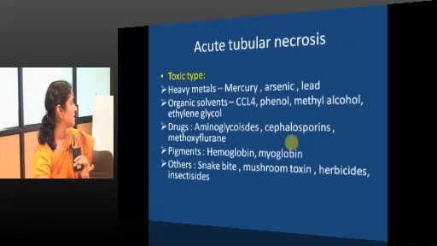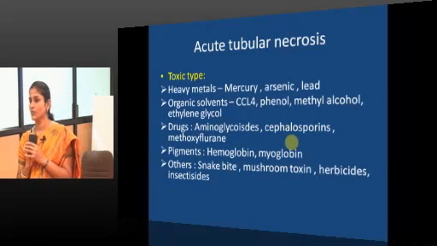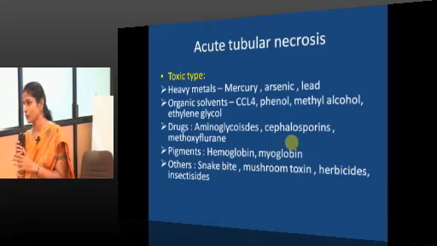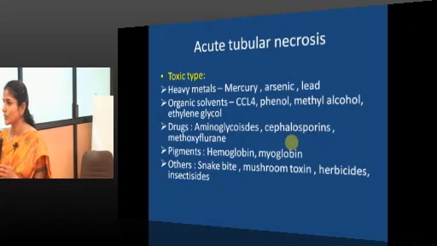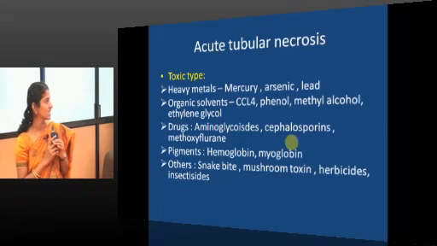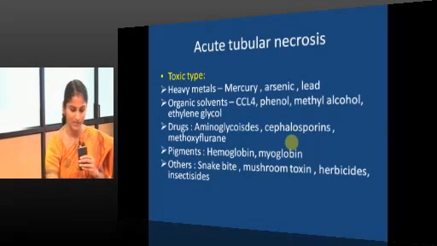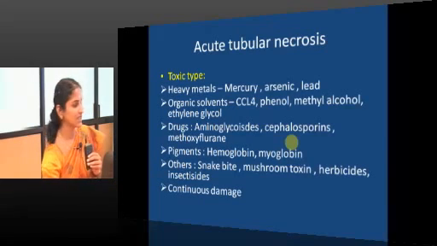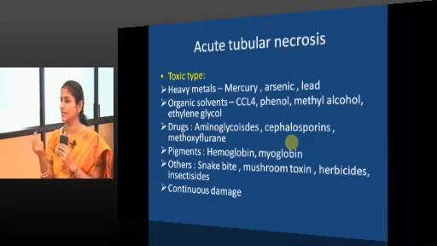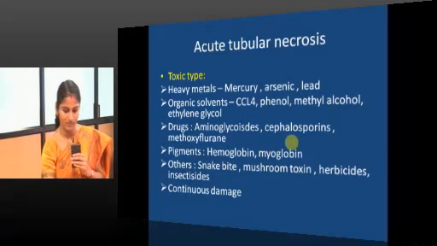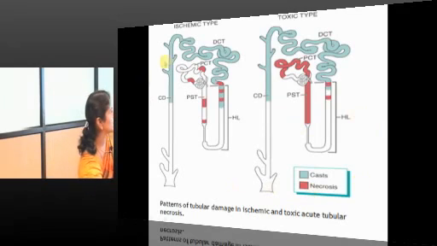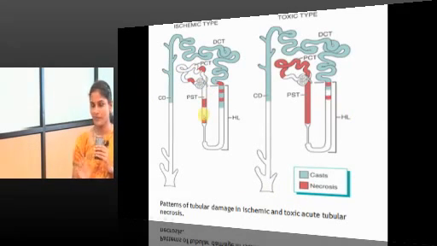So, toxic type is due to heavy metals, poisons, or even due to presence of free hemoglobin, myoglobin. This hemoglobin and myoglobin are not meant to be free in the blood. So, when they start appearing free in the blood, they will become toxic to the renal tubular epithelial cells. So, that will result in toxic type of tubular damage. Here you can see continuous damage, whereas ischemic type will have patchy affection. So, this is how we can make out the skip lesions in ischemic type. You will have continuous damage in toxic type.